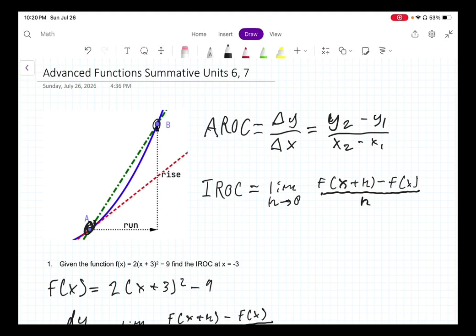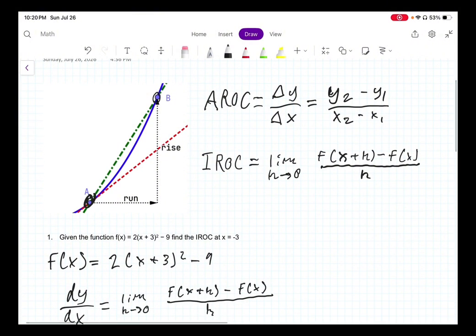To calculate the IROC, we must use either a chart plugging in values closer and closer to the target x value, or Newton's quotient. For the example, I'll be using Newton's quotient to find the IROC, which is seen right here. And it is equal to the limit of, as h approaches 0, of f of x plus h minus f of x over h. And this works by creating a secant so small that it's essentially 1 point, which is only possible using limits, which is a tool that can let us approach a value without technically equating to it. And this is how Newton's quotient turns a secant line into a tangent line.